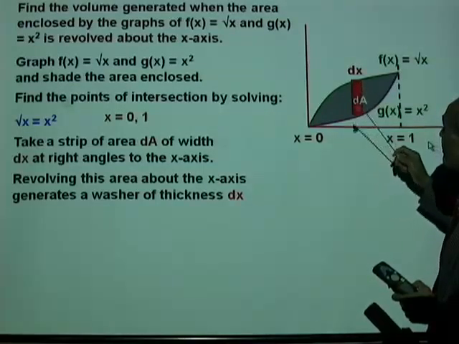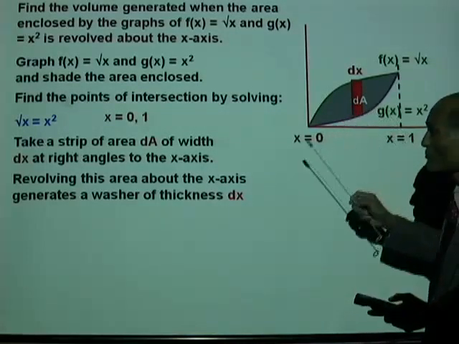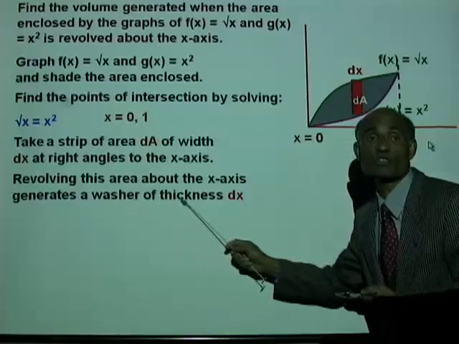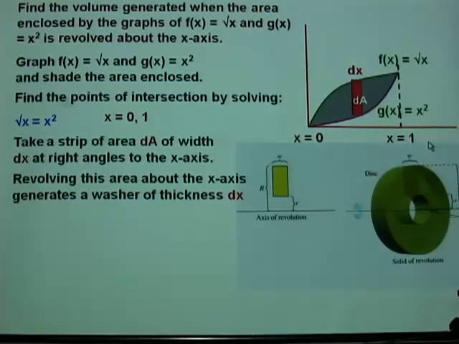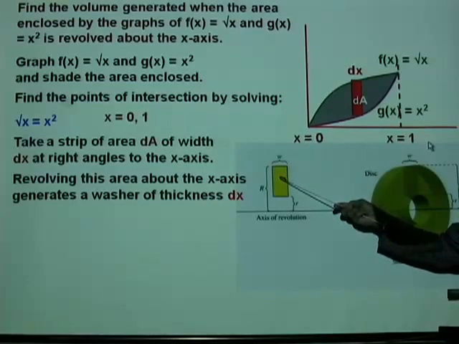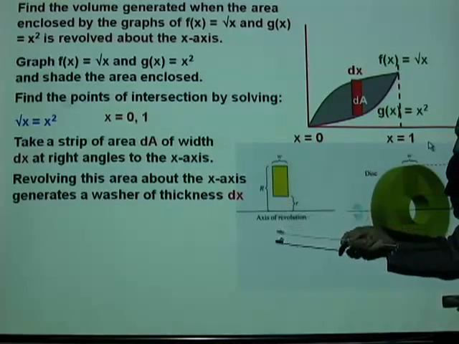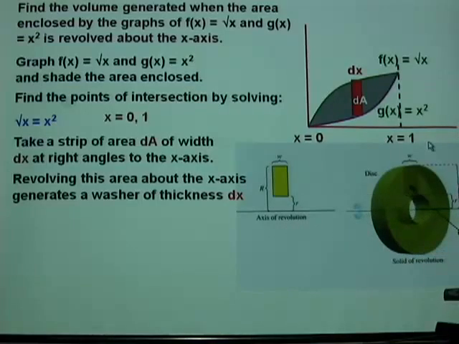That's right. Okay. Now, revolving this area about the x-axis, what will you generate? If you revolve that about the x-axis, we generate a washer of thickness dx. So this is the washer. If you revolve that area about the x-axis, you generate this washer of thickness dx. That will be the thickness dx there.